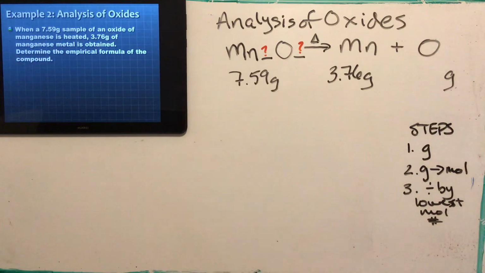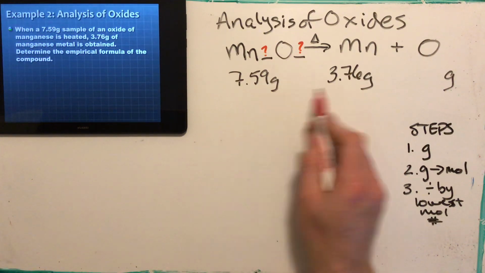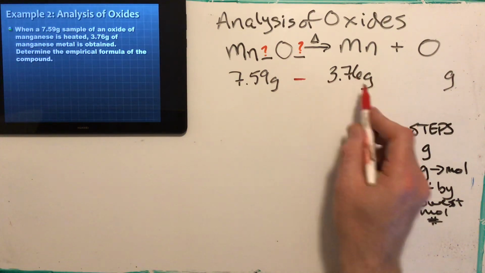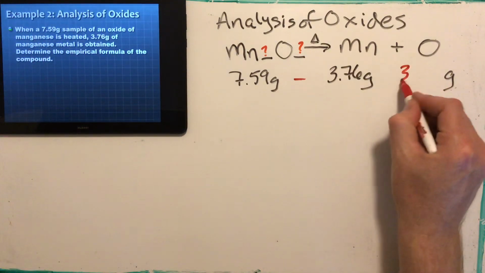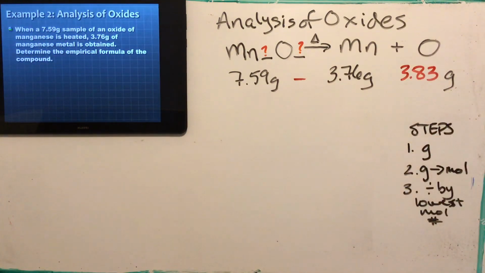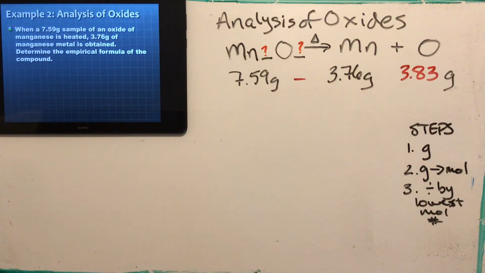But again, it's very easy to figure that out, right? All we have to do simply is take the two of them together. So when Mn and O, manganese and oxygen, were together, it weighed this. You take away the manganese and you'll get the oxygen. And when we subtract those, it ends up being 3.83 grams of oxygen. All right? So this was the two of them together, and there they are separately.